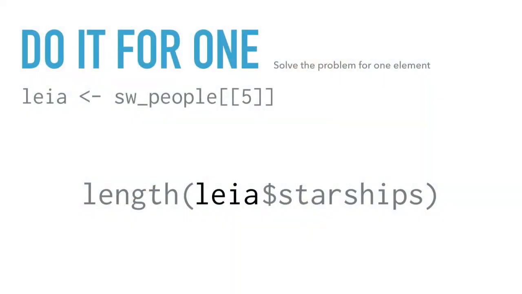So Luke here was kind of our key. That was just one element in our SW people list. We could have equally used this exact same code to do it for a different element. So maybe we'd define Leia. She happens to be the 5th person in this list. We could similarly find how many starships she's been in.